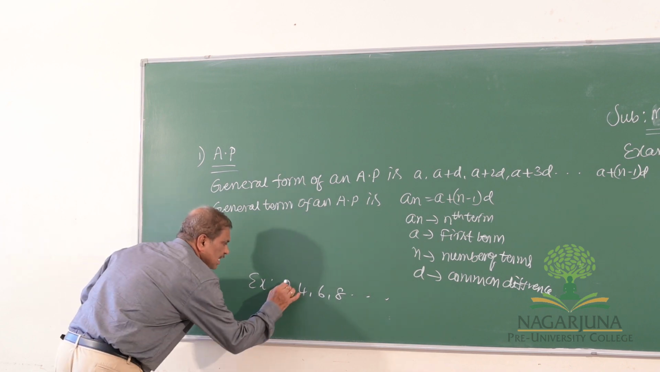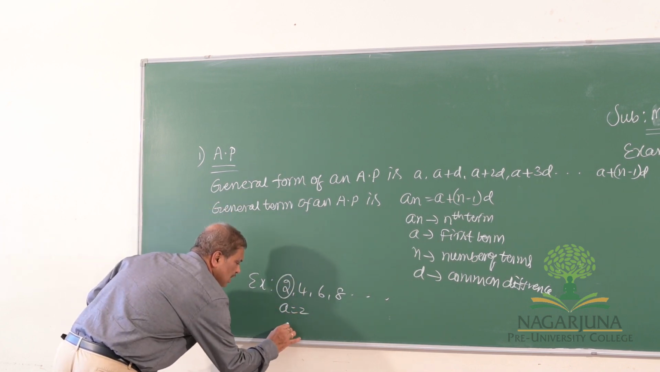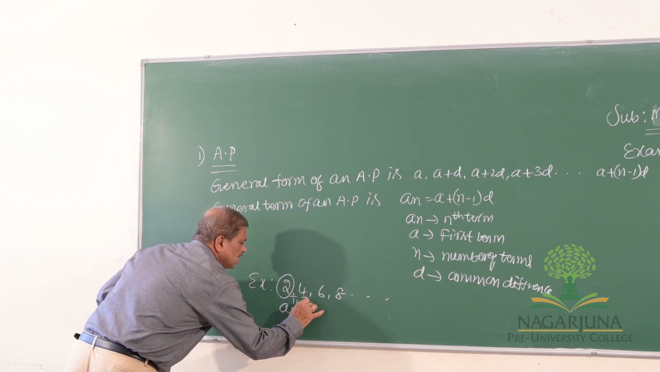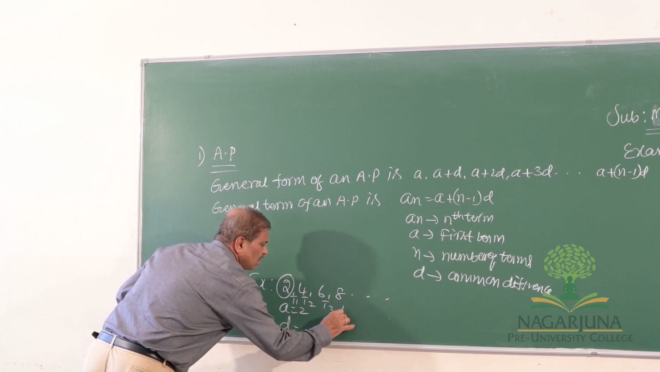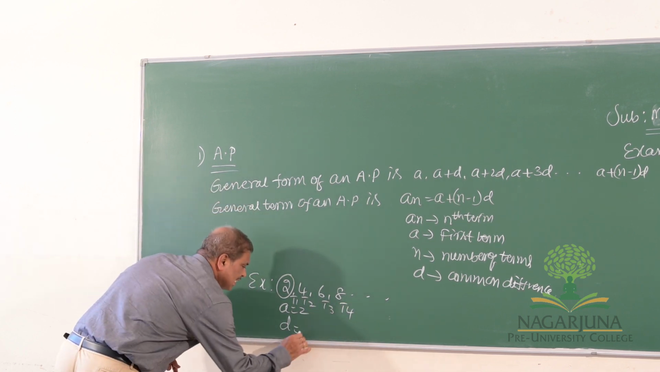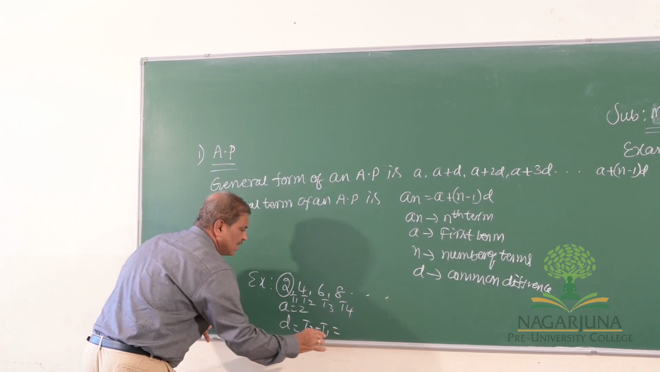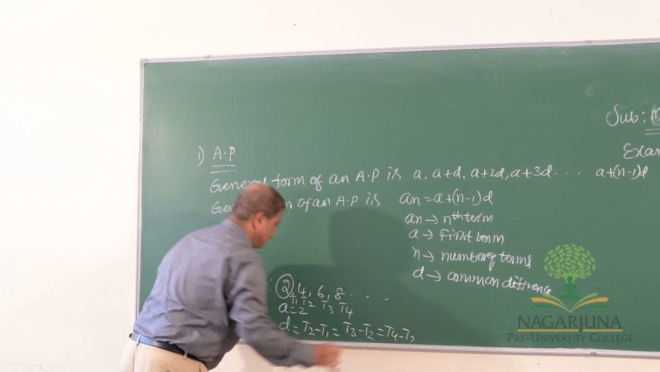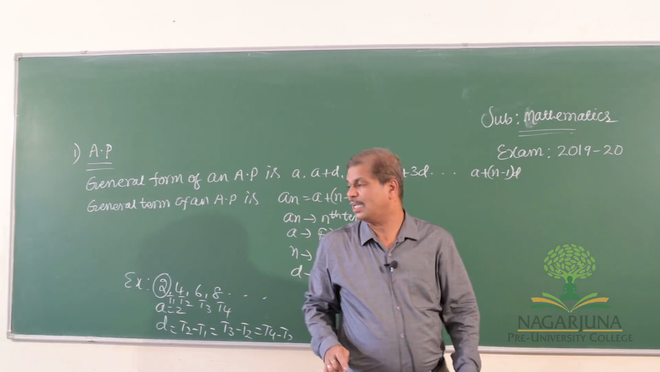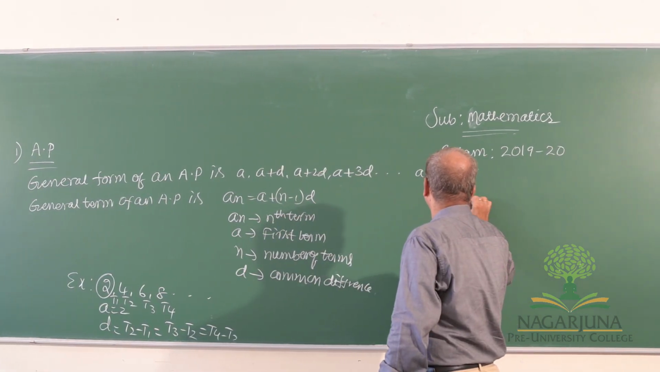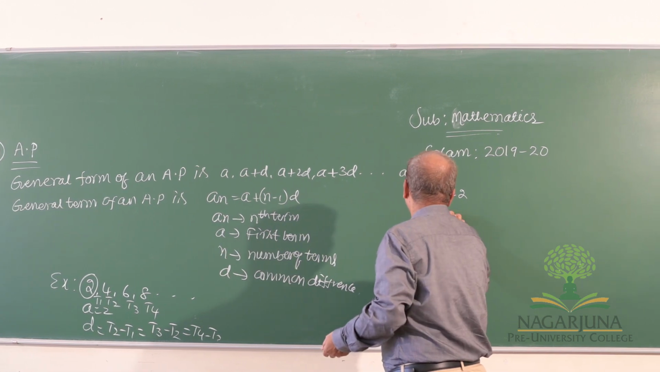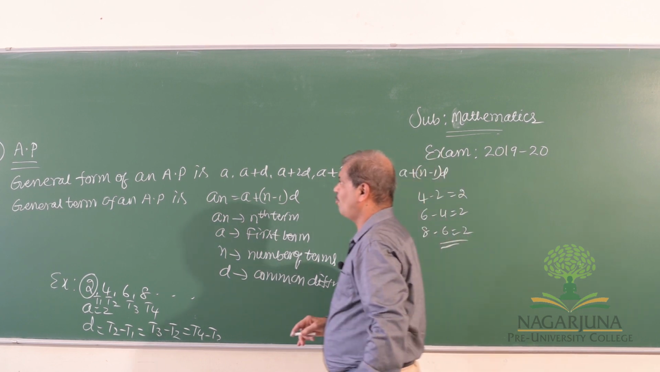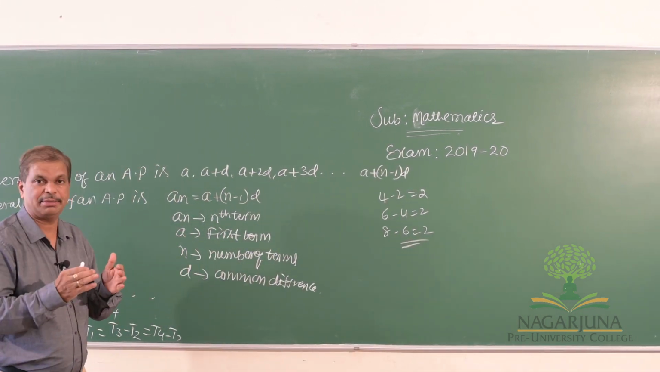Here in this example, the first term is a. What is the common difference? The difference between any two consecutive terms. This is the first term, this is the second term, this is the third term, and this is the fourth term. So d is t2 minus t1, t3 minus t2, and t4 minus t3. Here, t2 minus t1 is 4 minus 2 equals 2, then 6 minus 4 equals 2, and 8 minus 6 equals 2. So the first chapter is arithmetic progression.